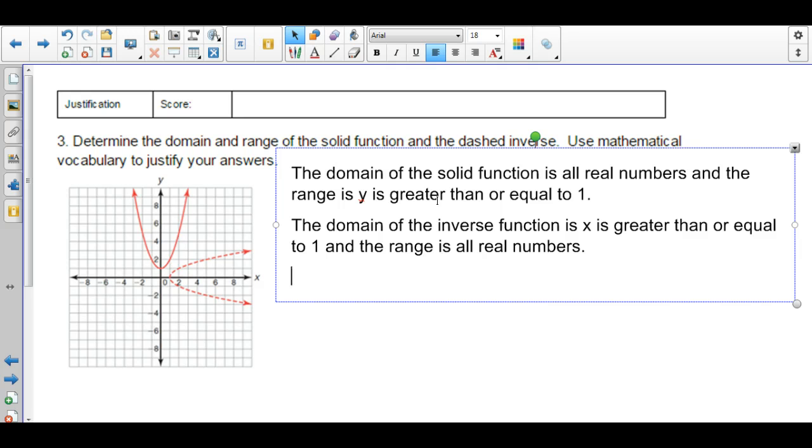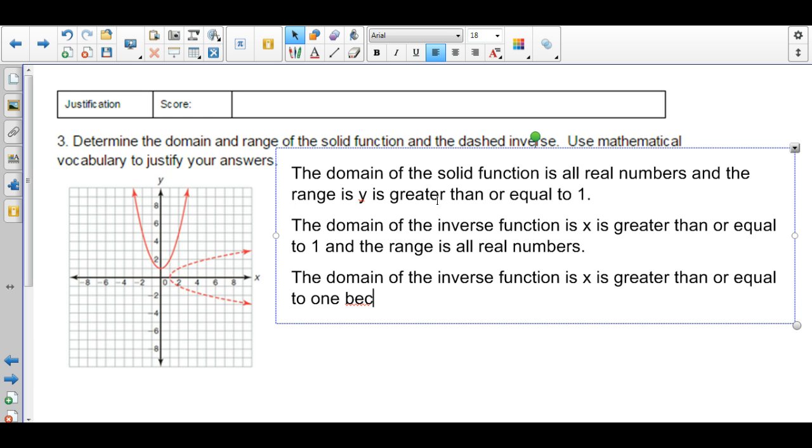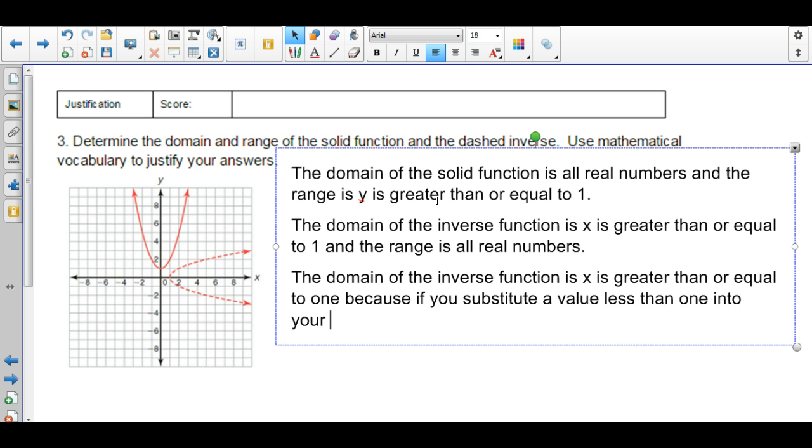Best way that I would want you to explain this. The domain of the inverse function is x is greater than or equal to 1, because if you substitute a value less than 1 into your inverse function, you will get an imaginary answer.